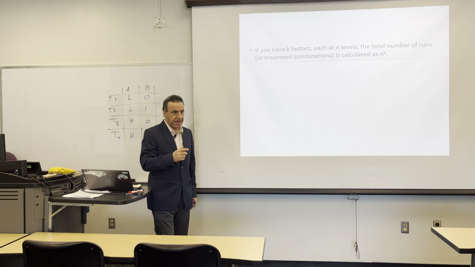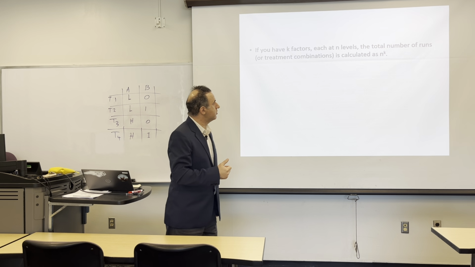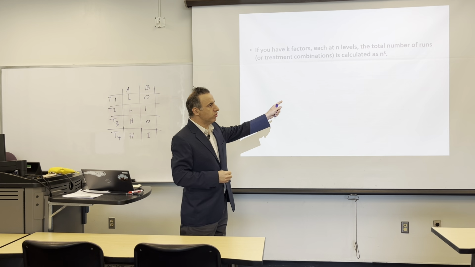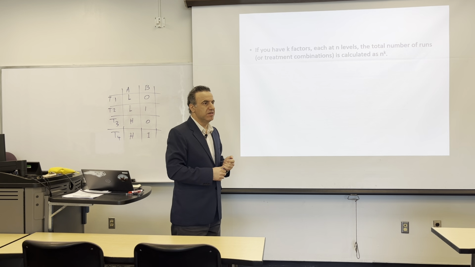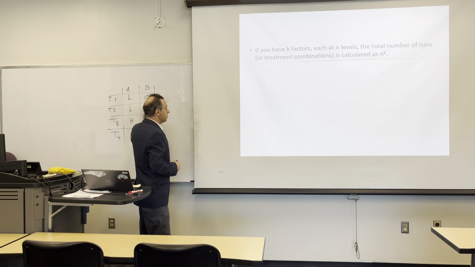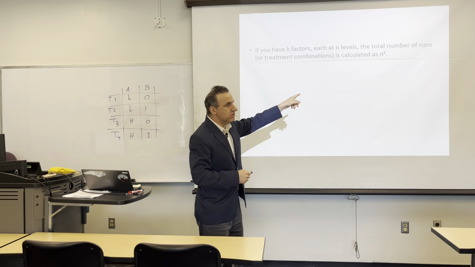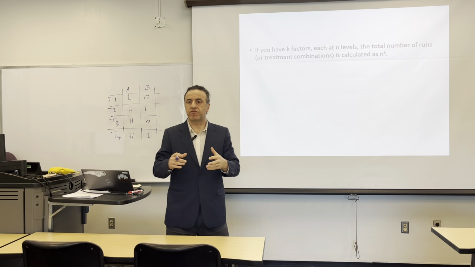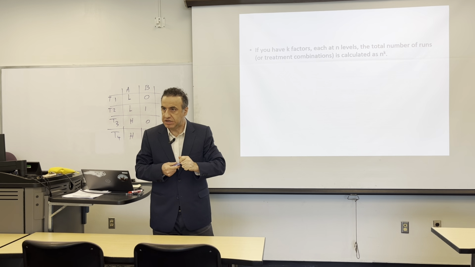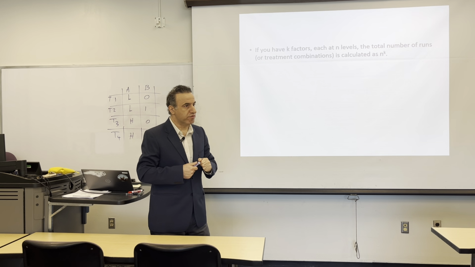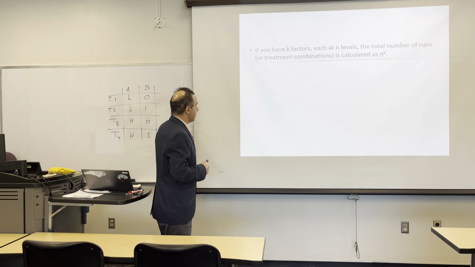If you have K factors, let's say 2 factors, and N levels, the total number of runs or treatments that we need can be calculated with this equation, N to the power of K. So we have 2 factors, 2 levels, we can plug them into this equation. That gives us the number of combinations of the tests we need, right? 2 to the power of 2, it's going to be 4. So we need 4 experiments.